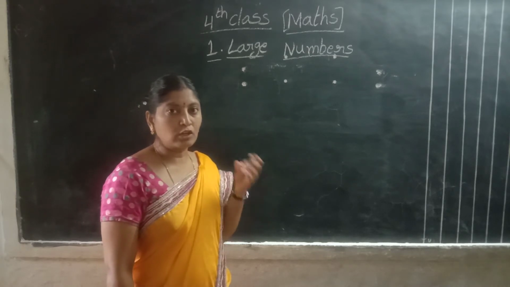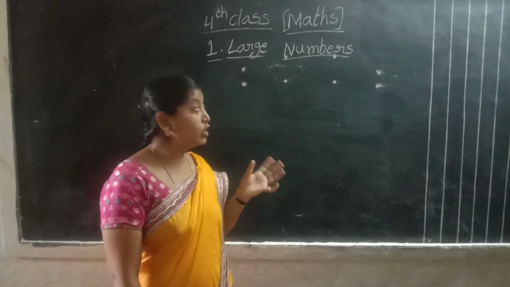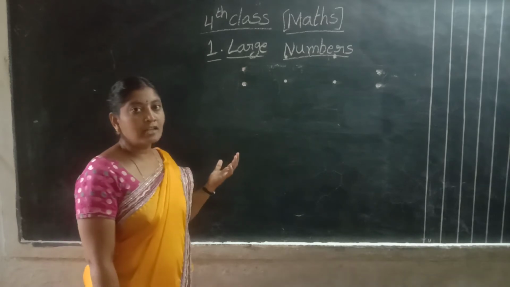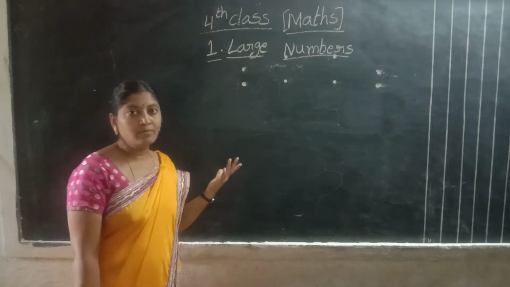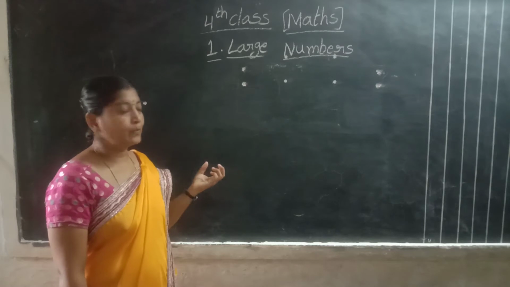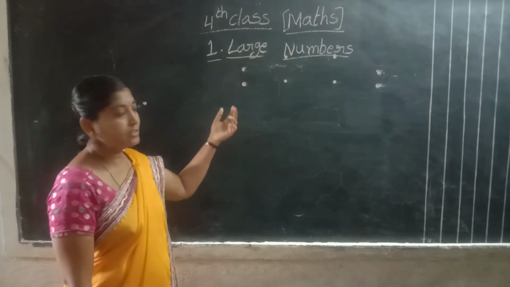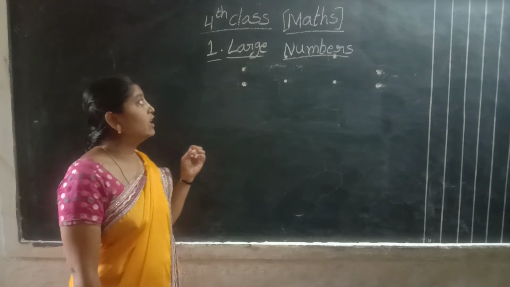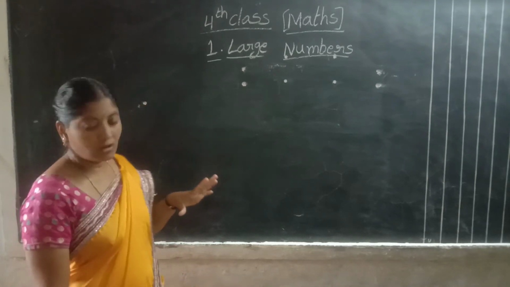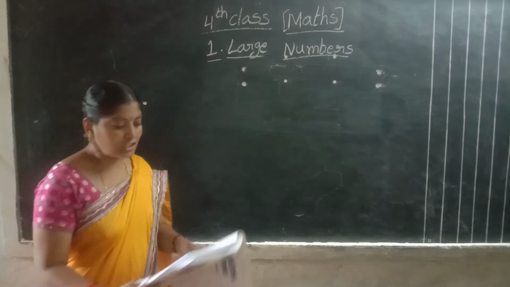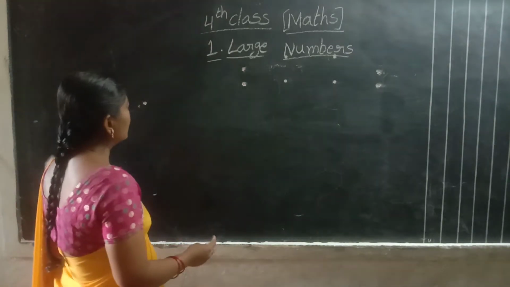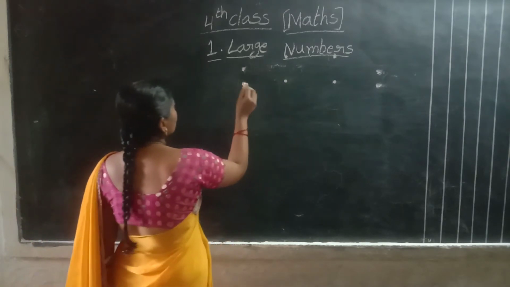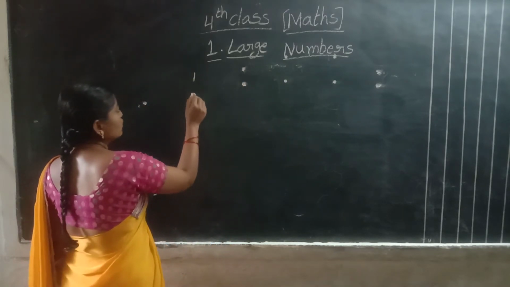In previous classes, we learned some numbers, 1 to 1,000, 1 to 10,000. That only you already learned. Some more numbers you learned in third class. But in this fourth class, you learn large numbers. What are large numbers? Don't fear, children. Nothing is there. For example, you learned numbers.